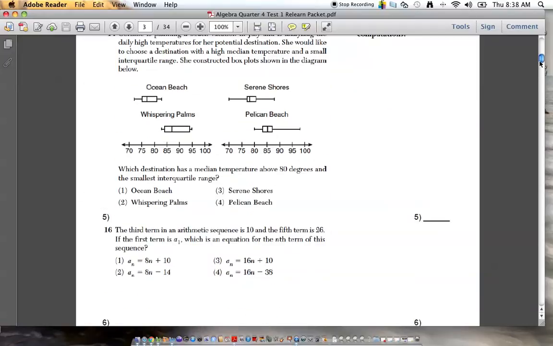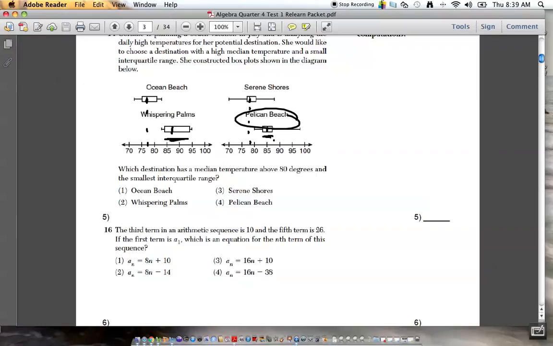Okay, next up, which one has a destination with a high median temperature and the smallest interquartile range? It wants a median temperature above 80 and the smallest interquartile range. Now, if you're going to be above 80, that means this is your median right here. Clearly, Ocean Beach is below 80. Serene Shores is below 80, see? Pelican Beach and Whispering Pines are both above 80, but the interquartile range is the length of the box. So this is clearly Pelican Beach, the smallest interquartile range above 80.